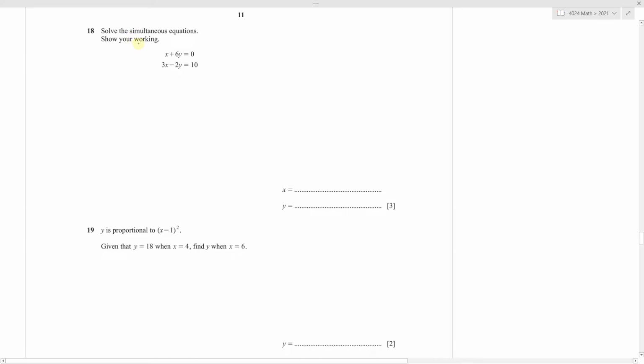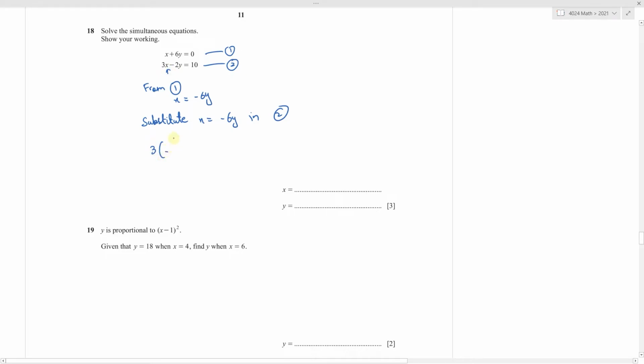Question number 18 is solve the simultaneous equations, show your working. So x plus 6y equals 0 and 3x minus 2y equals 10. Let's number them, equation 1 and equation 2. From equation 1, I can make x the subject, so x equals minus 6y. I'm using the substitution method to solve these. So substitute x equals minus 6y in equation number 2 right here.